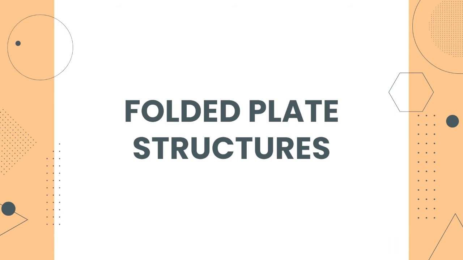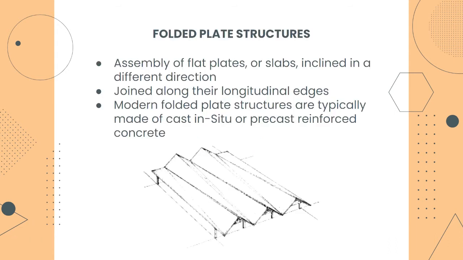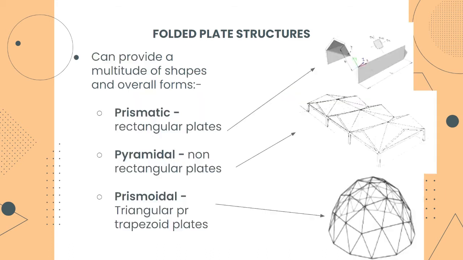Folded plate structures are an assembly of flat plates or slabs inclined in different directions, as if going in a zigzag rhythm, joined along their longitudinal edges. Modern folded plate structures are typically made of cast in situ or precast reinforced concrete, and they can provide a multitude of shapes and overall forms. So we have three here, which are prismatic, pyramidal, and prismoidal.